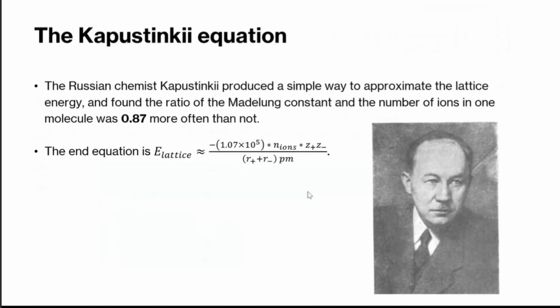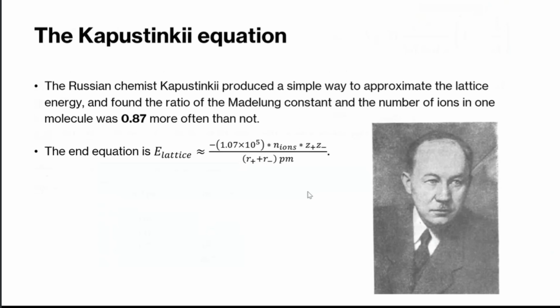Now next we're going to go over the Kapustinskii equation. Basically, this Russian chemist produced a simple way to approximate the lattice energy and found that the ratio of the Madelung constant and the number of ions in one molecule of an ionic solid, like NaCl, you have 2, is 0.87 more often than not.